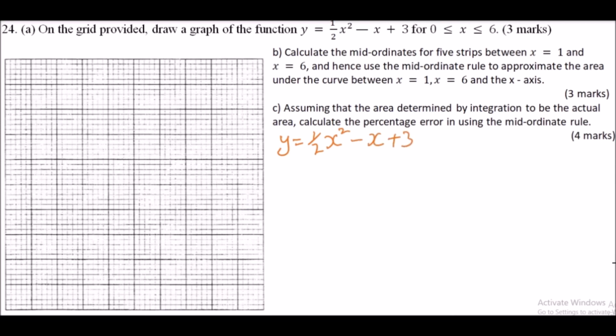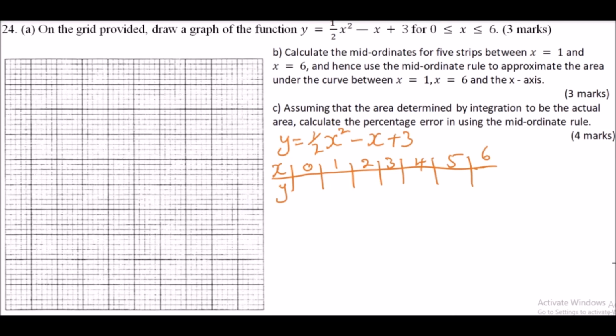Because of space, I will not expand my table. I'll just have the values of x and y. But you can do that when you have enough space, so that you eliminate the chances of making an error. So I just use 2 rows. This is our x and that is our y. So we have 0, 1, 2, 3, 4, 5, and finally we have 6.